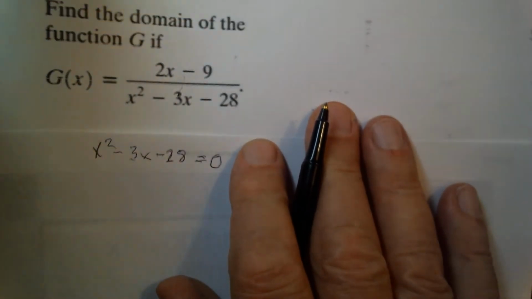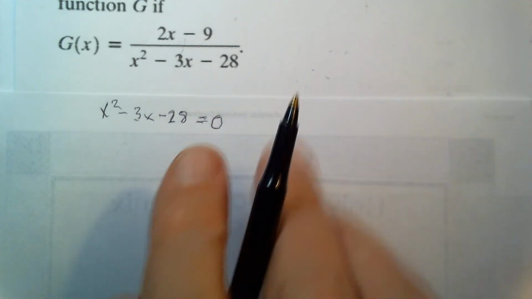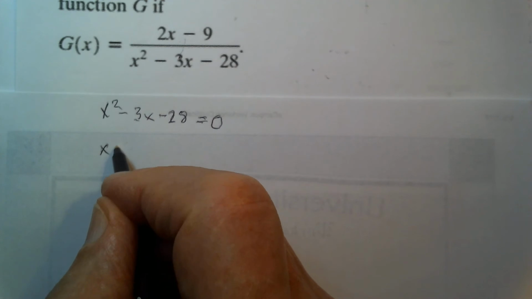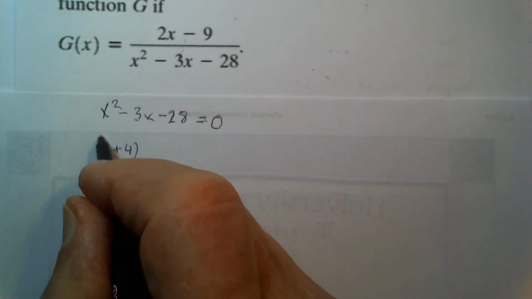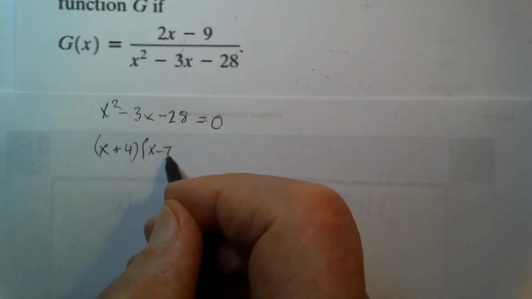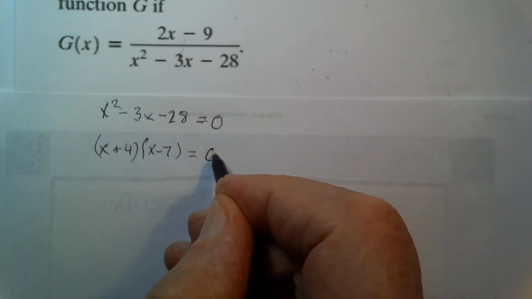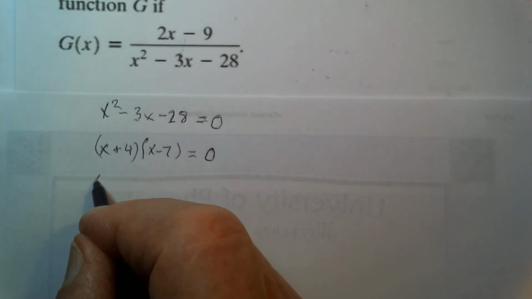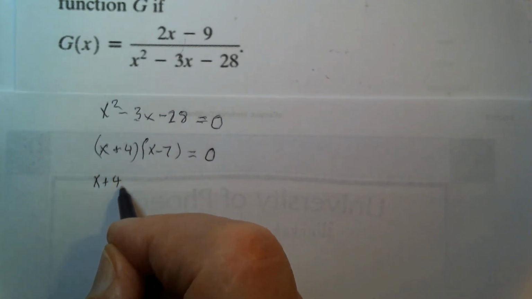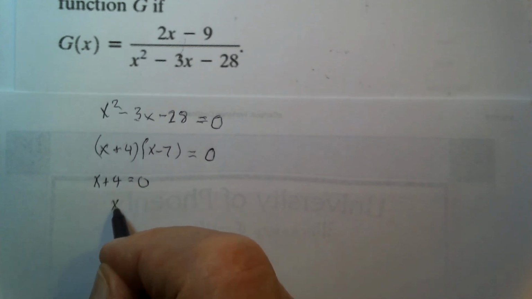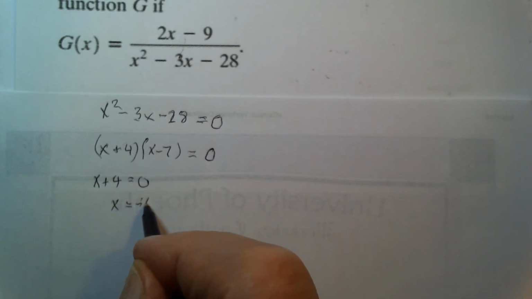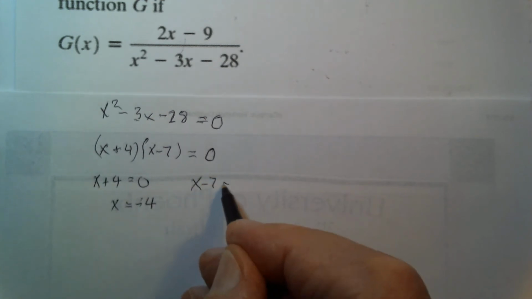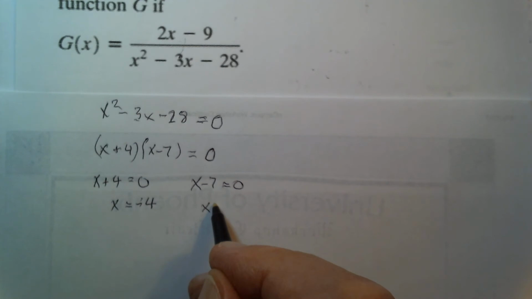Using the AC method or any other method that you prefer, this becomes x plus 4 times x minus 7 equals 0. So now we set each factor equal to 0. So when we set x plus 4 equal to 0, then x is equal to negative 4. And when we set the second factor, x minus 7, equal to 0, then x equals 7.